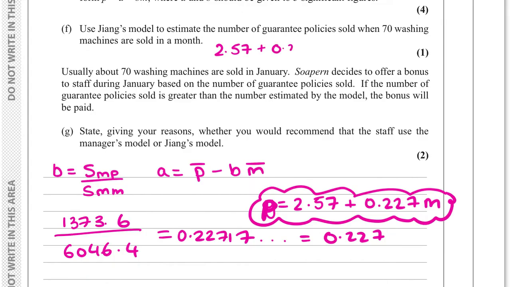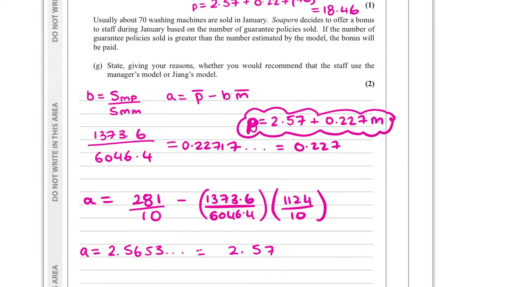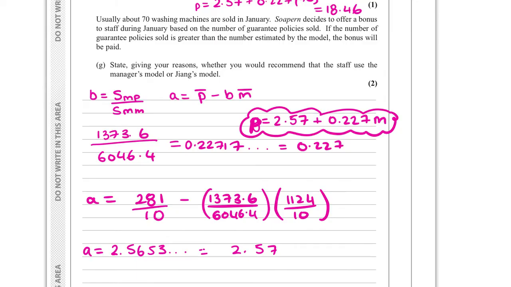Plus 0.227 lots of 70. Okay, so then what do we get? $18.46. Yeah. Brilliant. Then it says usually about 70 washing machines are sold in January.